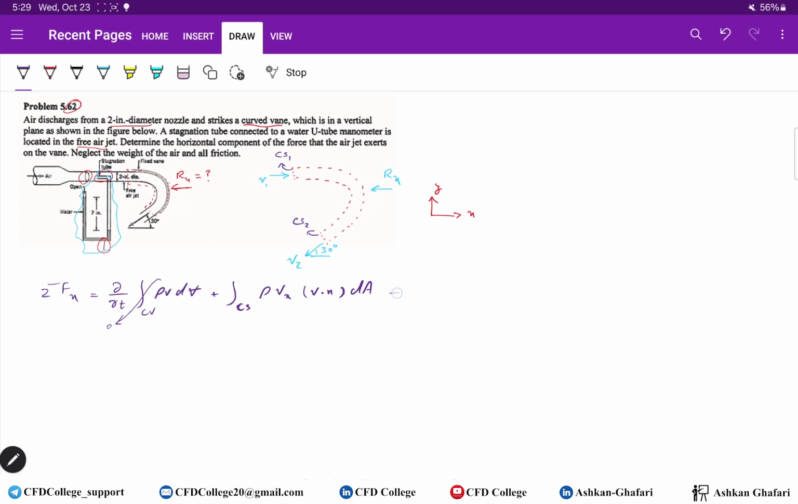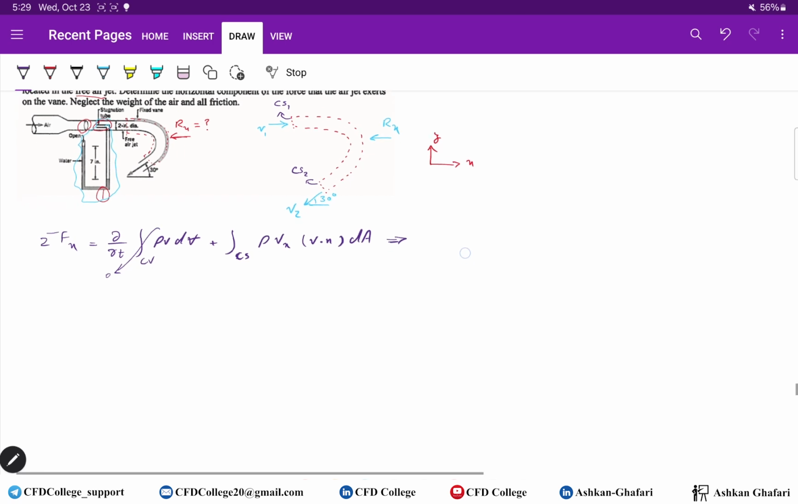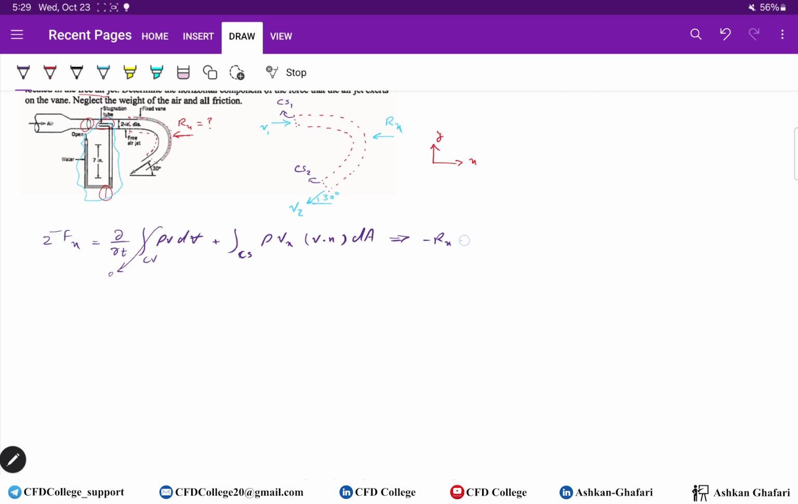Since we are working under steady state condition, the first term is 0. And so the only force that we have is Rx, which is in the opposite direction compared to x. So minus Rx equals, over control surface 1, we have rho. V1 is in the direction of x, so it's V1. V dot n, here we have an inlet, so it should be negative, and the magnitude of velocity, which is V1 times dA, and over control surface 2 we have rho.